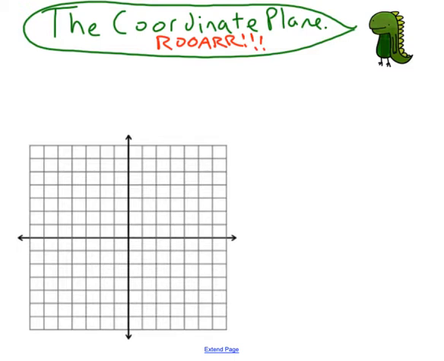The coordinate plane. What's the coordinate plane all about? You've seen this before. You've seen a graph before. You've probably seen this, so hopefully it's a review to you. But if not, let's all get on the same page right here. This is what we call the coordinate plane.